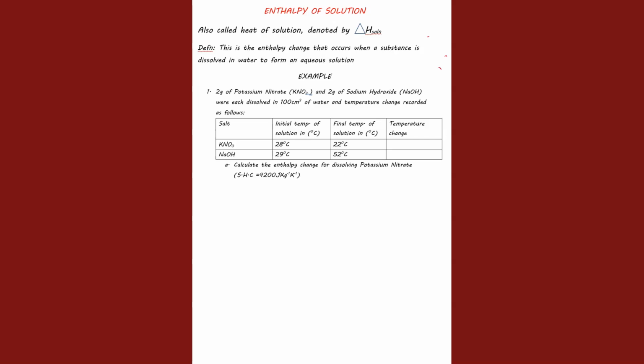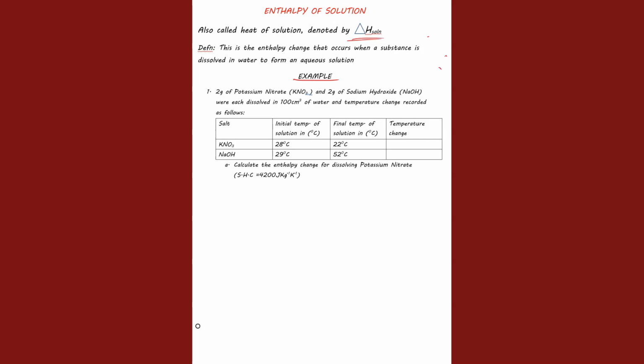We're going to talk about enthalpy of solution, which is also called heat of solution, denoted by delta H. This is defined as the enthalpy change that occurs when a substance is dissolved in water to form an aqueous solution. For example, 2 grams of potassium nitrate and 2 grams of sodium hydroxide were each dissolved in 100 centimeters cubed of water, and the temperature change recorded as shown below.